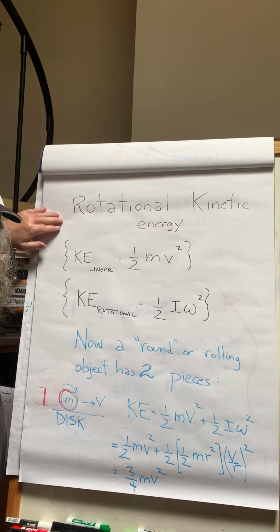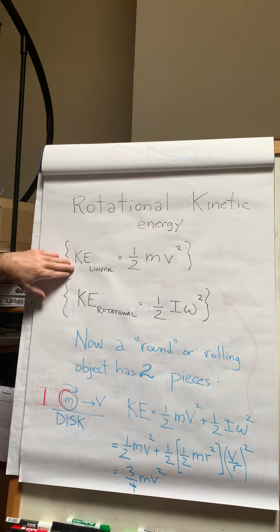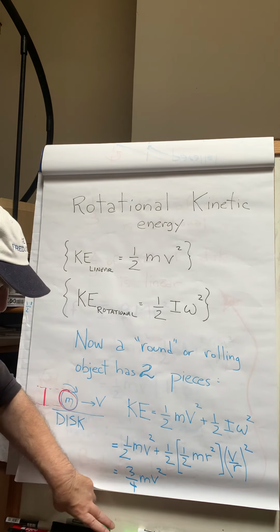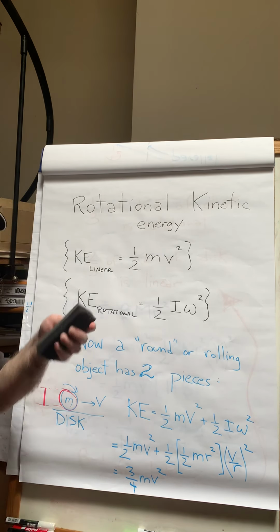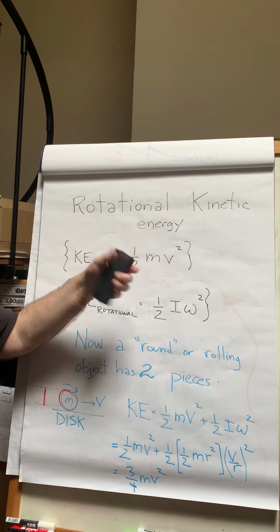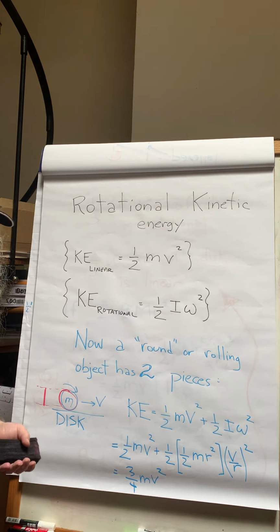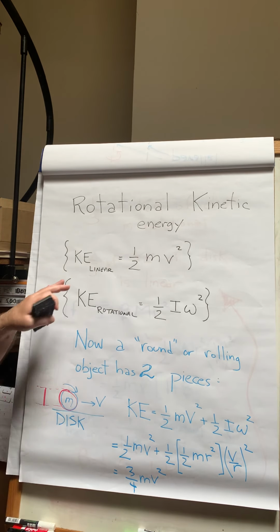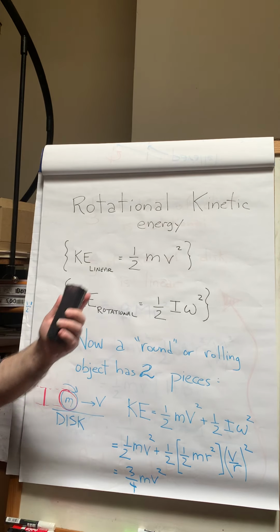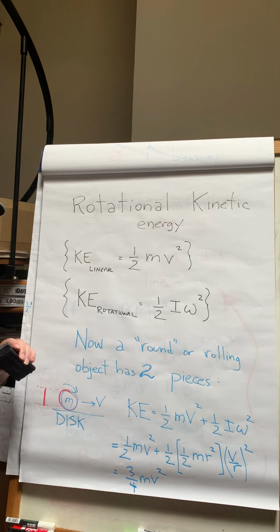But rotational kinetic energy, we've seen 1/2 mv squared. If you want to take an object and get it from rest to a certain velocity, 1/2 the mass times the velocity you're looking for squared gives you the amount of work you must do to get the object moving at v. So that's the kinetic energy.